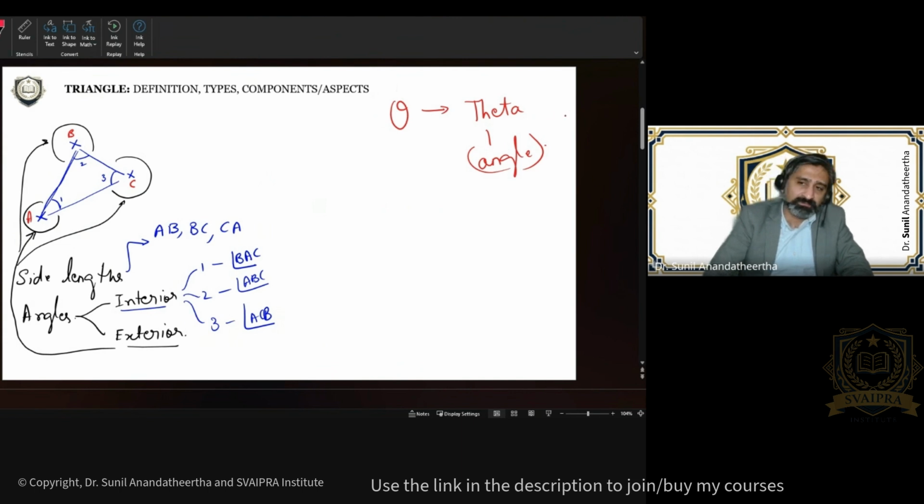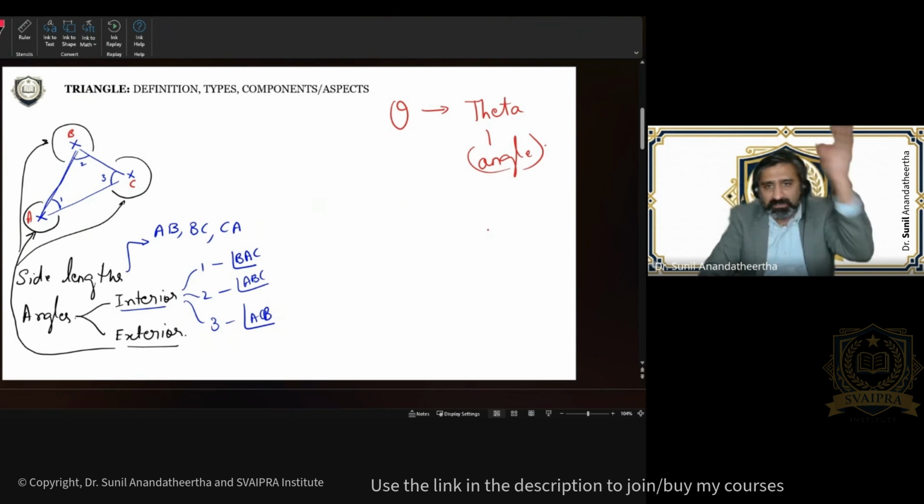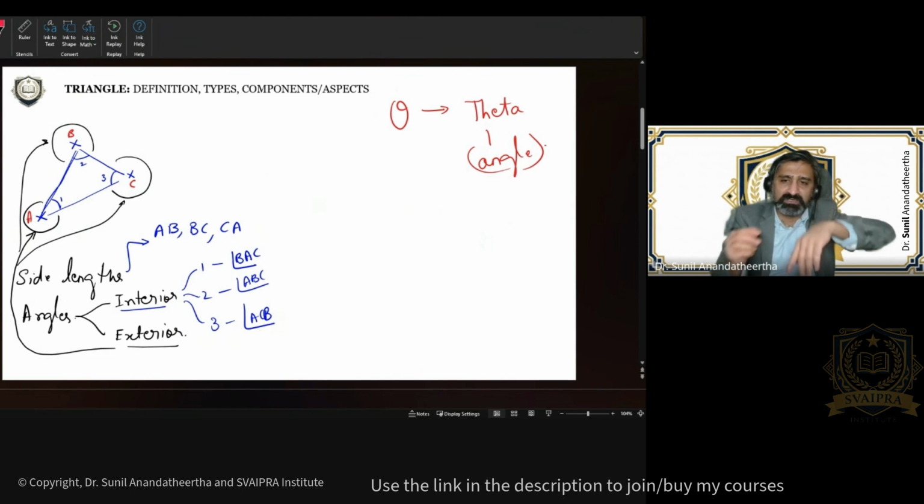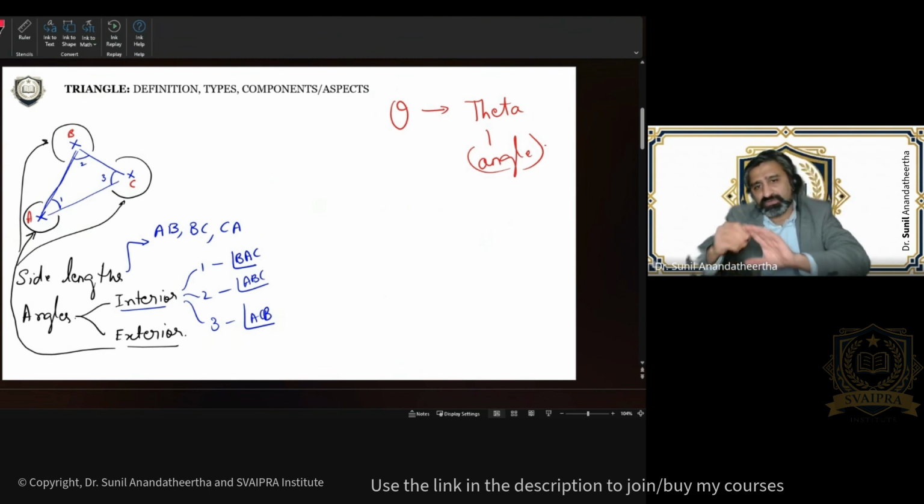Okay, now what is the symbol of degrees? Degrees is the angles. Now there are 360 degrees at a point, in a circle. As long as the line starts to rotate and comes back to its original position, you're going to have 360 degrees. Anyway, that's not important.